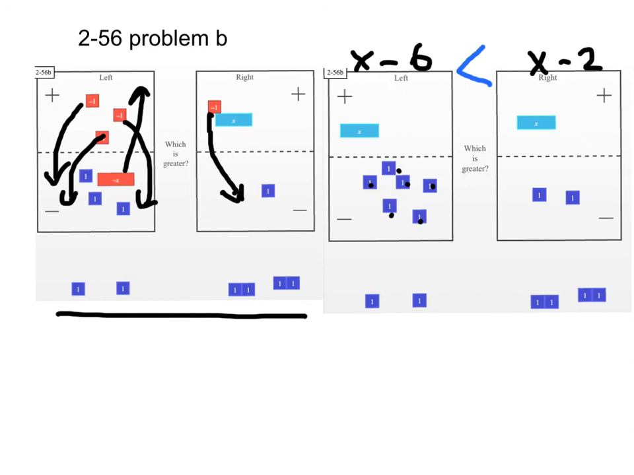Now think about it. Whatever x is, it's the same amount. And if you take away 6 from it, you're going to have less than if you took away only 2. And you can even put a number in just to test it. If x was 10, then this mat would be 10 minus 6, which would be 4. And if, on this side, 10 minus 2 would be 8. So that obviously is greater.